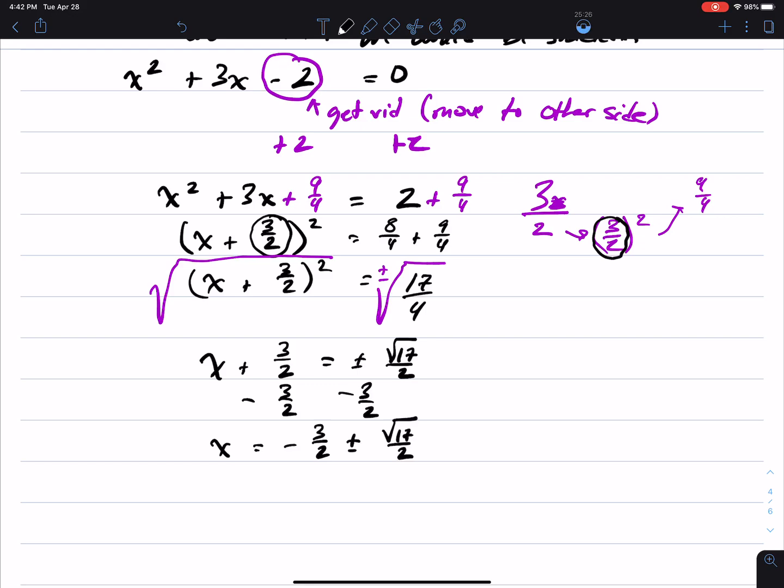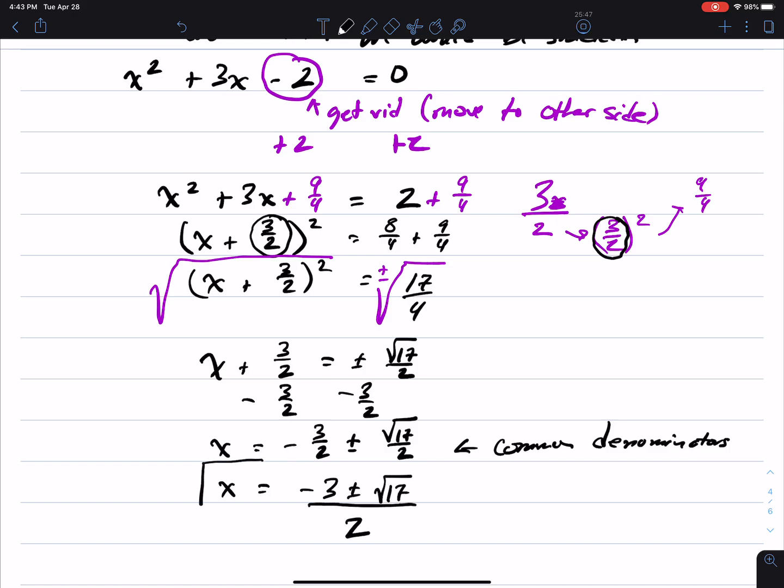But look at the denominators. We have common denominators, and this will happen when you go through this completing the square process. You'll get that common denominator. So we're going to combine those fractions, and the final answer is negative 3 plus or minus root 17, all of that over 2.